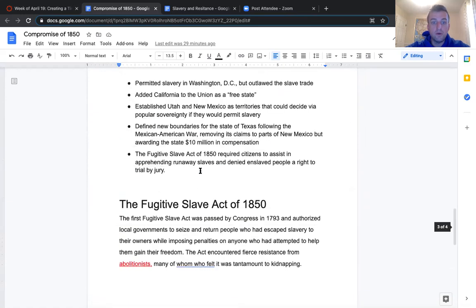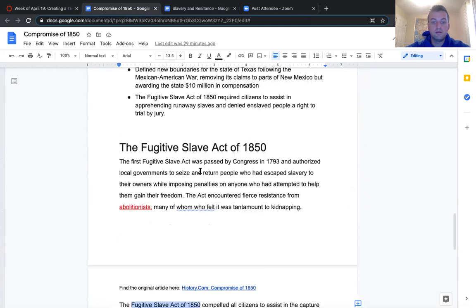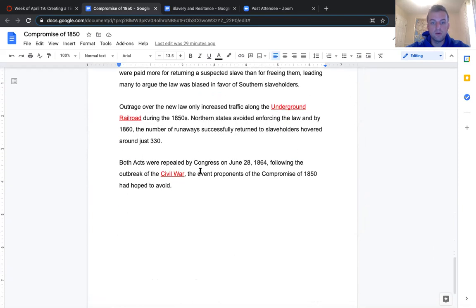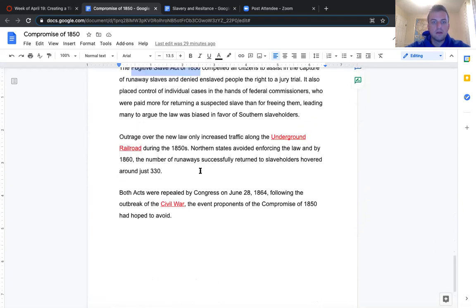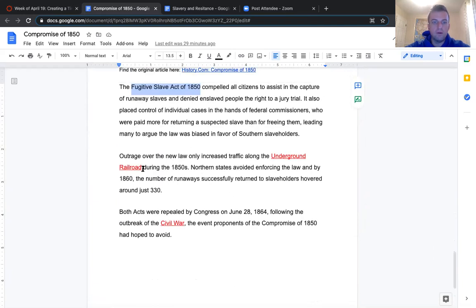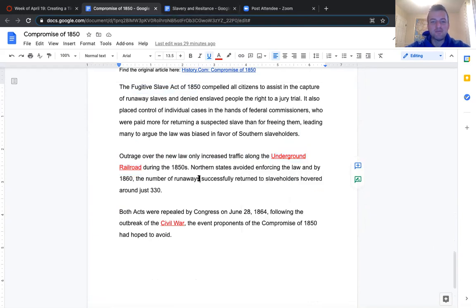What I would do is take a look at each resource and write down the important dates. Oh, look here, the Underground Railroad, that's important because people were resisting slavery.